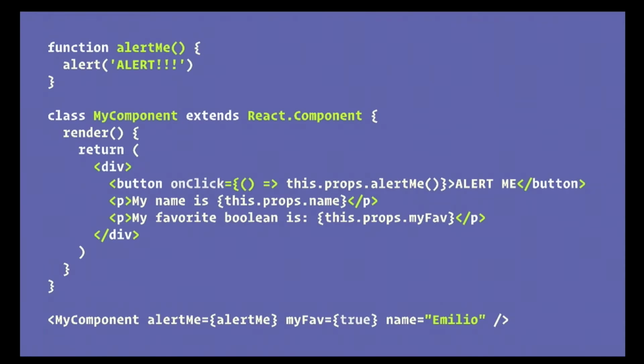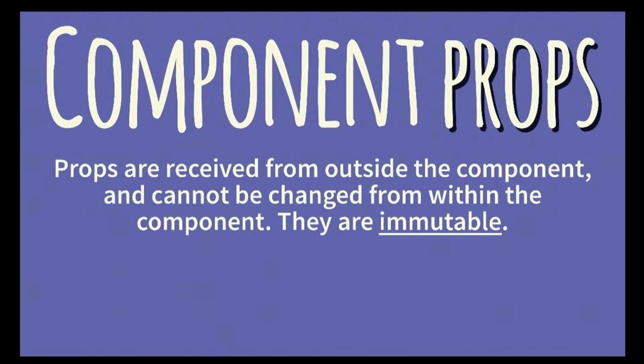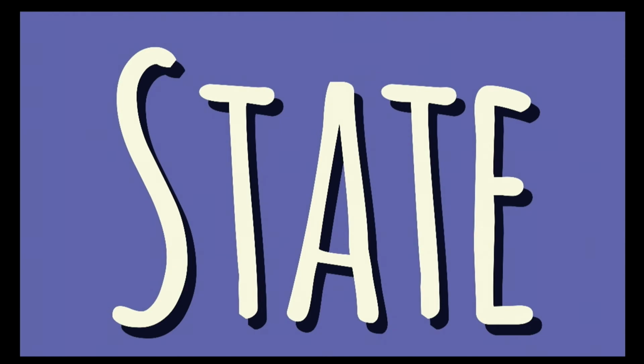So in this case, within my component, the button on click would actually just be the alert me function. And then it would show up as my name is Emilio and my favorite Boolean is true, because we pass those values through as props. So props, like I mentioned, are received from outside the component, but they can't be changed within the component. So you use props if you just want to send data in. But if you want to modify the data, you need something called state.